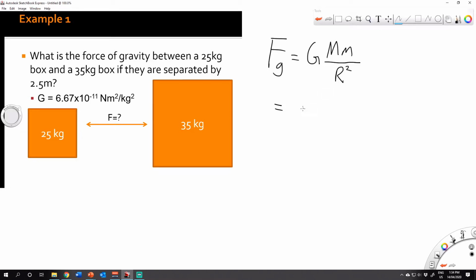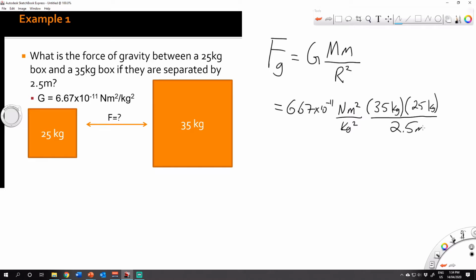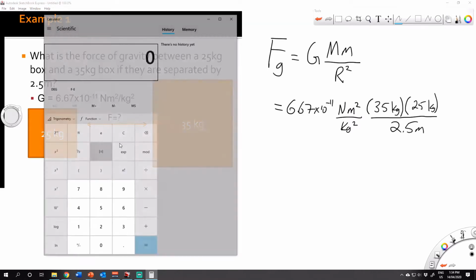So we'll calculate this out. G is 6.67 times 10 to the negative 11, with units of Newton meters squared per kilogram squared. You'll see in a moment why the constant has these units. It seems kind of arbitrary, but there's a reason for that. The big M, the larger mass, is 35 kilograms. The smaller mass is 25 kilograms, and they're separated by a distance of 2.5 meters. Let's pull up a calculator and calculate this value.